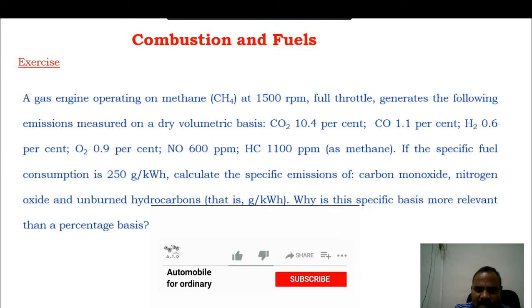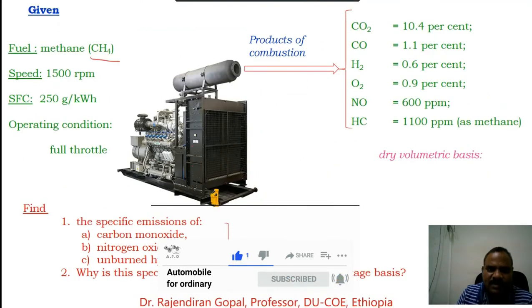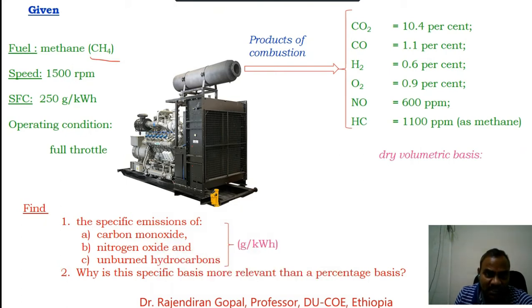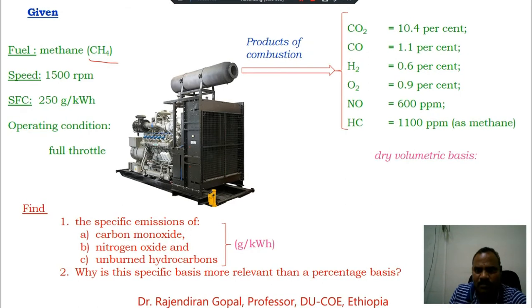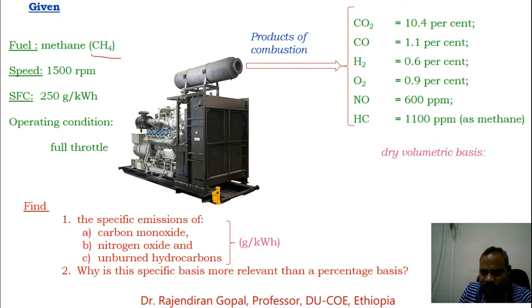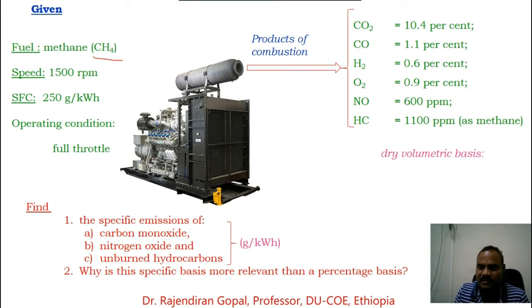So first we have to write the given data. Fuel is methane, CH4. The speed of the engine is 1500 rpm. Specific fuel consumption is 250 gram per kilowatt hour. The operating condition is full throttle. The products of combustion are CO2 10.4%, CO 1.1%, H2 0.6%, O2 0.9%, NO 600 ppm, HC 1100 ppm as methane. These emissions are measured on dry volumetric basis.